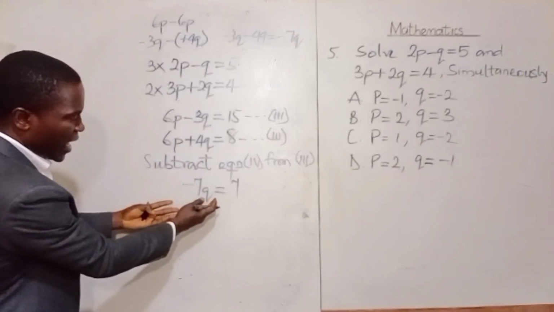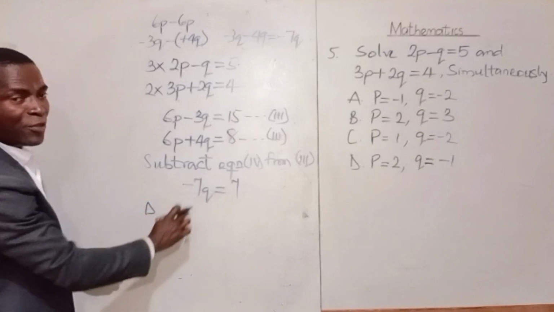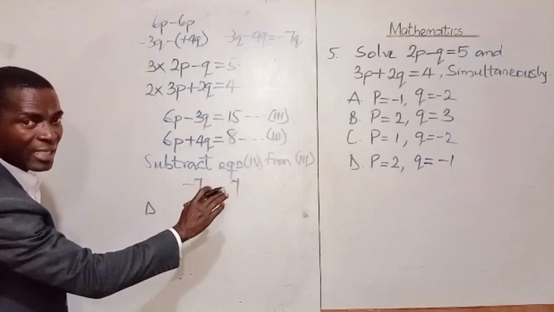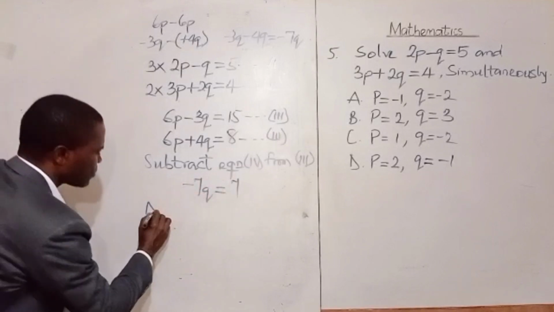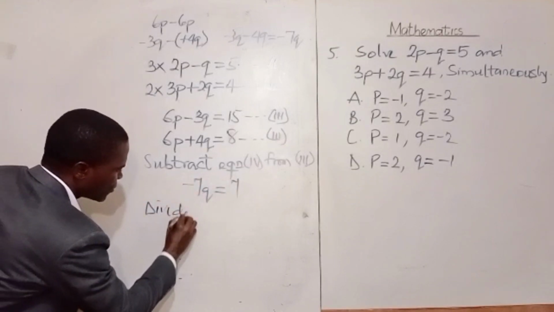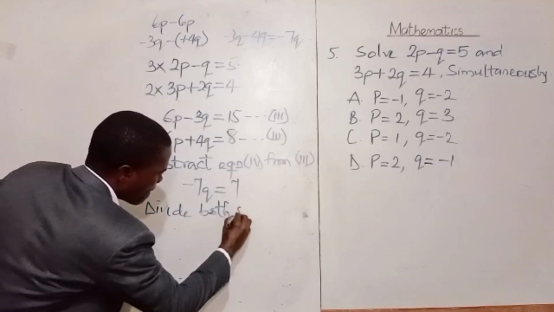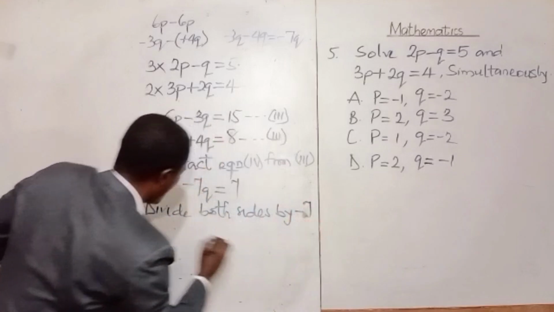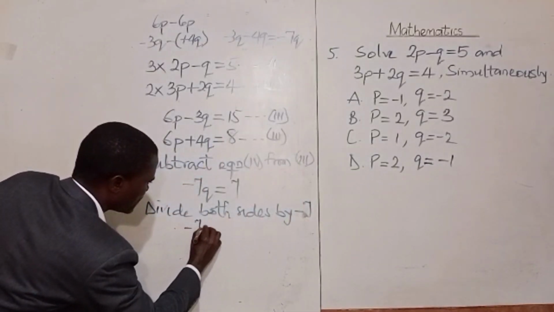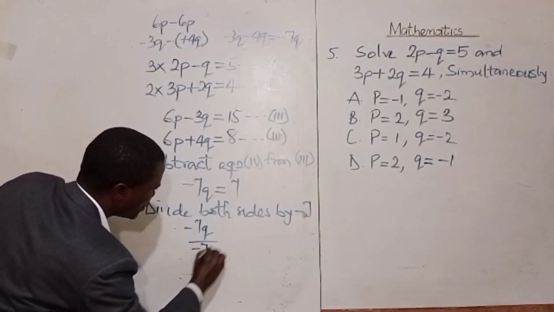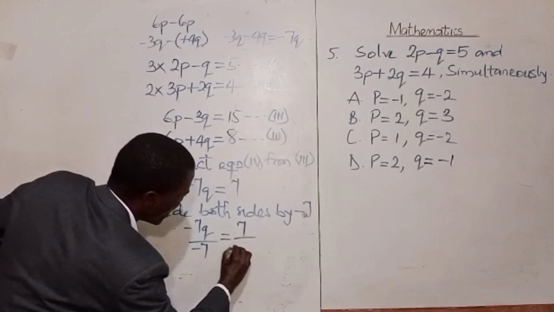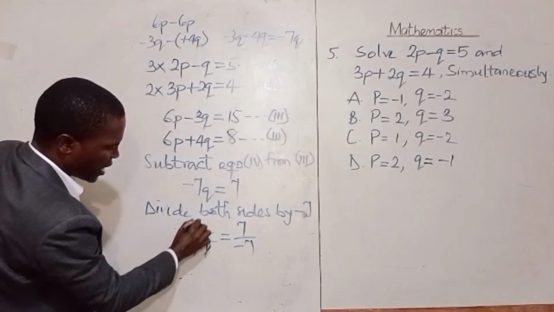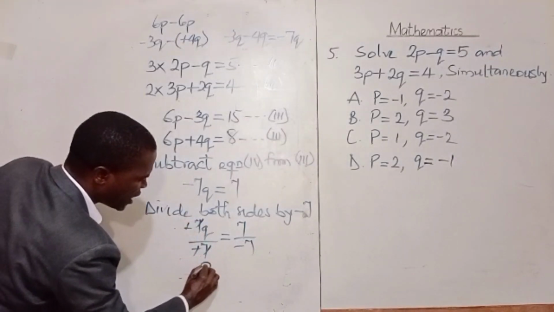We'll have been able to know the exact value of q here, but this minus 7 is preventing us. So we are going to divide both sides by minus 7, eliminating the 7 so that q can be left alone. We have minus 7q all over minus 7 is equal to 7 all over minus 7. So this minus cancels this minus, 7 cancels 7, and we are left with only q.